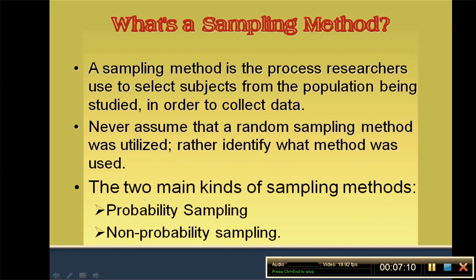A sampling method is a process that we as researchers use to select subjects from the population in order to measure them or to collect your data. Never assume that a random sampling method was utilized when people are throwing out results of a study on the TV or in the newspaper. You should be able to identify what method was used. You'll see a little quote like a double-blind, this and that study was done over a period of 2 years.